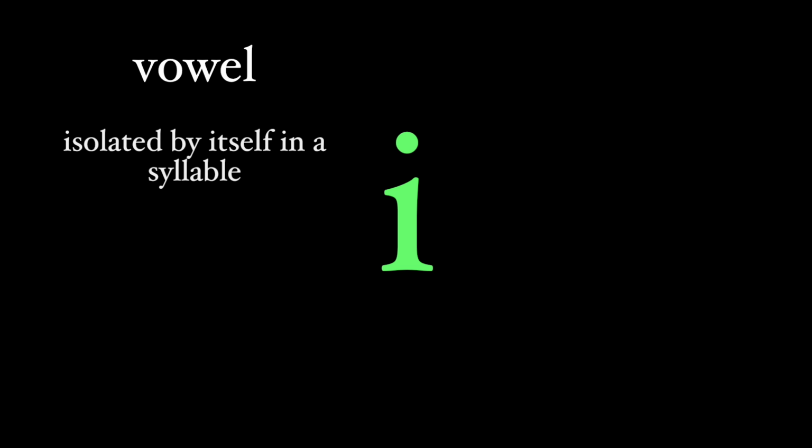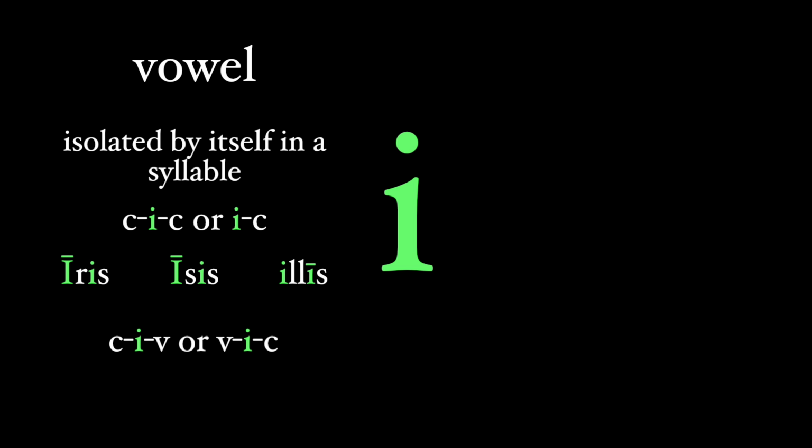So back to the I. Ancient Roman grammarians were all in agreement about the nature of this letter. The I is a vowel when it's isolated by itself in a syllable. So when the I is surrounded by two consonants, it's a vowel: iris, isis, illis. It's also a vowel when it's surrounded by just one consonant and a vowel. So the I's in Italia are both vowels. Capio, the I is a vowel. And that's about what we'd expect.